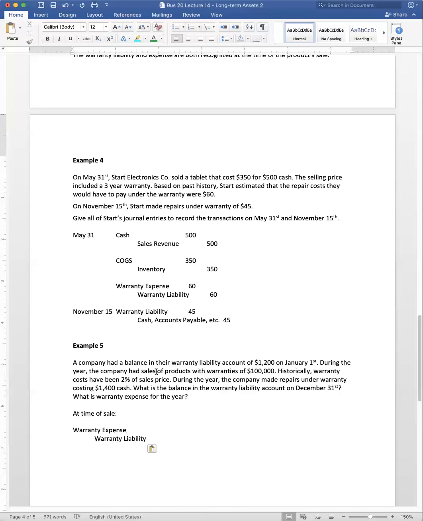All right, so in this example, the warranty costs are 2% of the selling price, and we know that the sales of products were $100,000. So that means that our warranty cost is going to be 2% of $100,000, or $2,000.